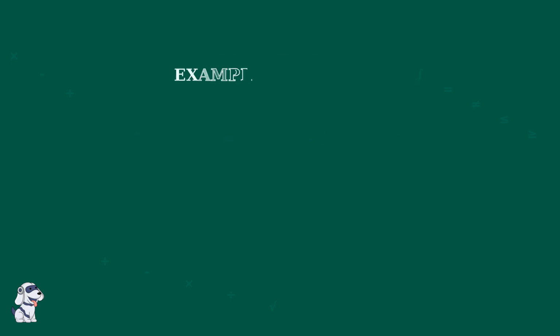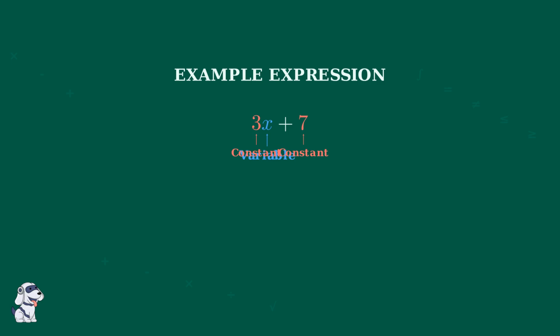Now let's see how variables and constants work together in algebraic expressions. Consider the expression 3x plus 7. Here we can clearly identify which parts are variables and which are constants. In this expression, x is the variable shown in blue. It represents an unknown value that could be any number. The numbers 3 and 7 are constants shown in red. They are fixed values that never change.